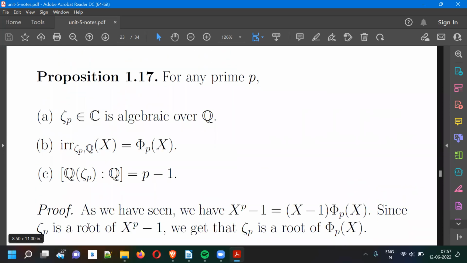Let's complete the proof. So as we have seen, x raised to p minus 1 is x minus 1 times phi p of x. Now zeta p is definitely a root of x raised to p minus 1 because it's the pth root of unity. But zeta p is not equal to 1, right? So it's not a root of x minus 1. So it's a root of phi p of x.